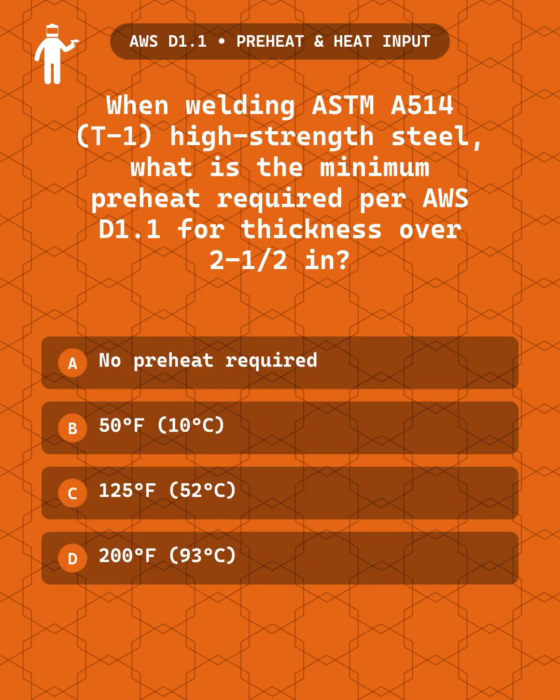Question 9. When welding ASTM A514 high-strength steel, what is the minimum preheat required per AWS D1.1 for thickness over 2.5 inches? Is it A, no preheat required, B, 50 degrees, C, 125 degrees, or D, 200 degrees?